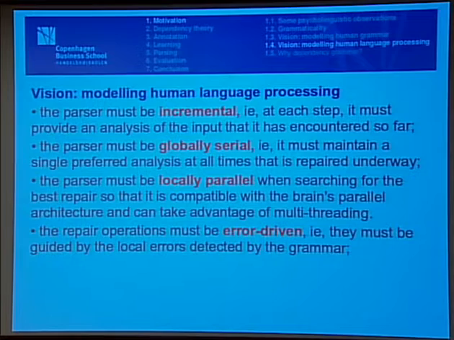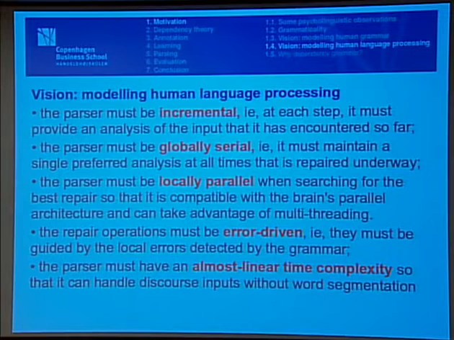And then, of course, it would be really nice if the parser had an almost linear time complexity so that it can handle discourse inputs without word segmentation, because that's what humans do. We analyze entire texts where we have long-distance anaphor resolution and so on, and we don't have any word segmentation when we do the processing. The input doesn't come chunked up into words. So it would be nice if the parser could do this kind of processing as well, and that could be incorporated into the model. In fact, the architecture that I'm going to propose has a worst-case time complexity which is linear times a logarithmic factor. So you can show theoretically that it has this nice almost linear time complexity property.